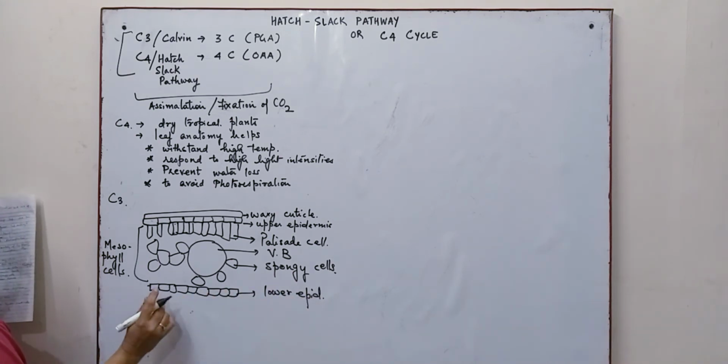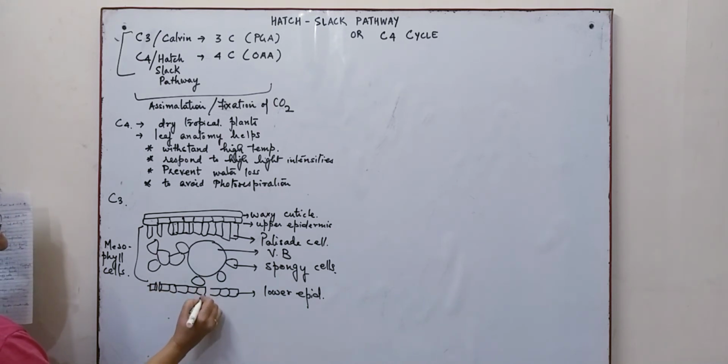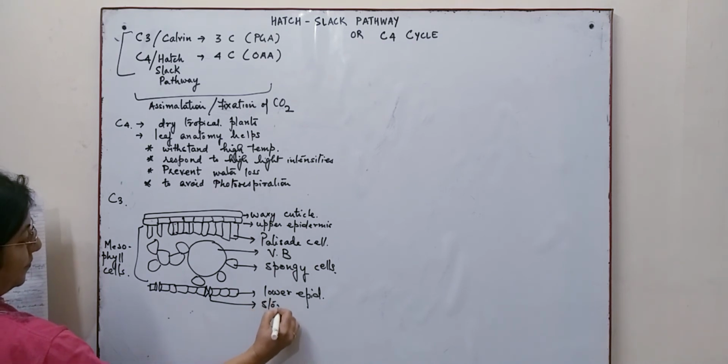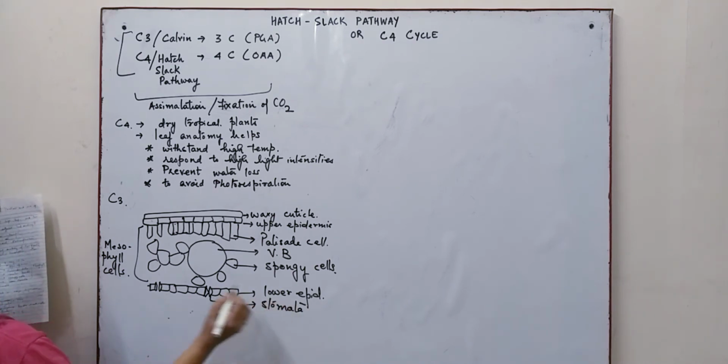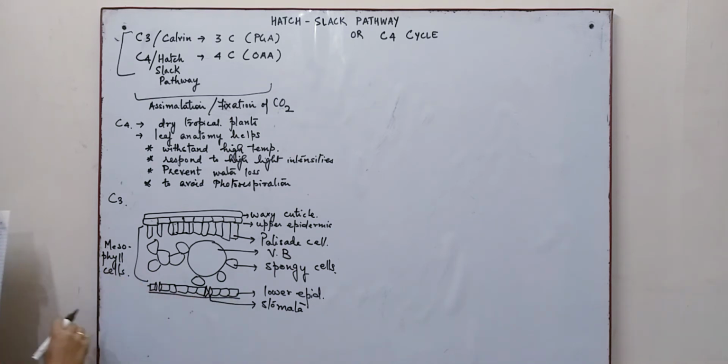And over here, the lower epidermis will have more stomata. So these are the stomatal openings. This is the stomata over here, and it is again lined. So this is the structure of C3 plants.